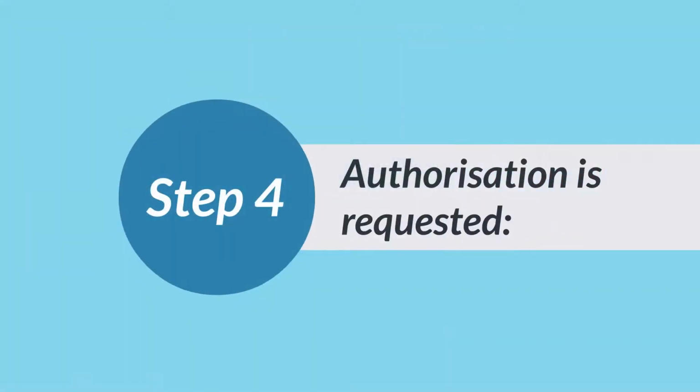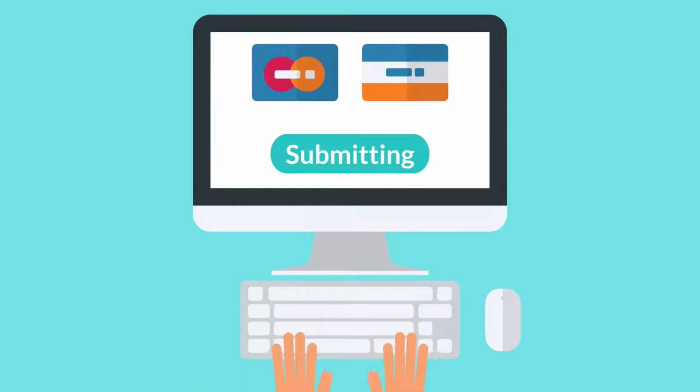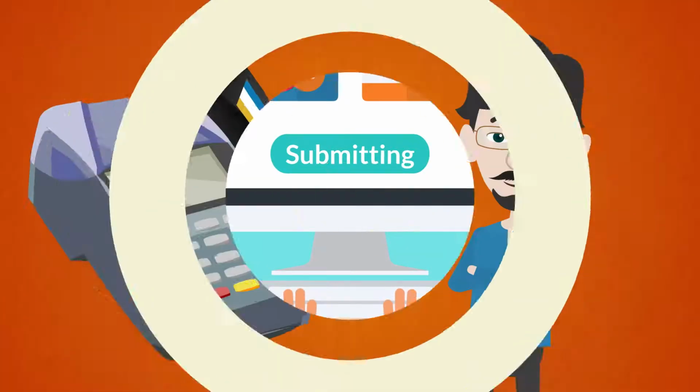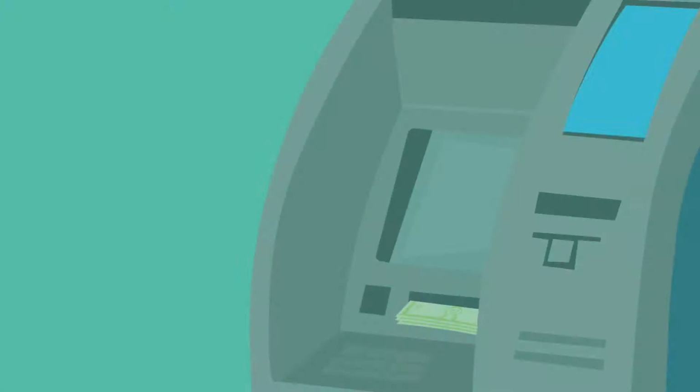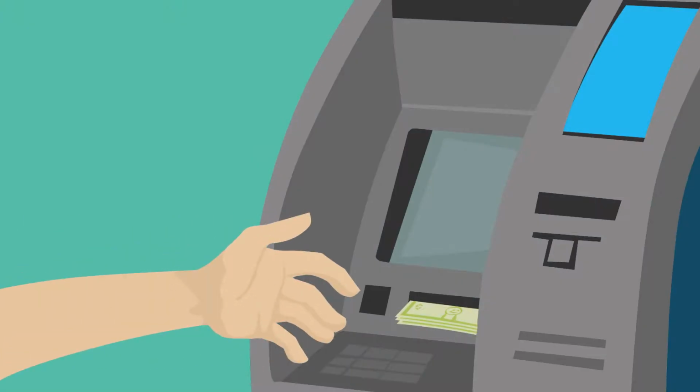Step 4. Authorization is requested. The card scheme submits the transaction to the card issuer for authorization. The card issuer has responsibility for transactions made on their cards that they have issued and will be responsible for debiting funds from the relevant cardholder's account.